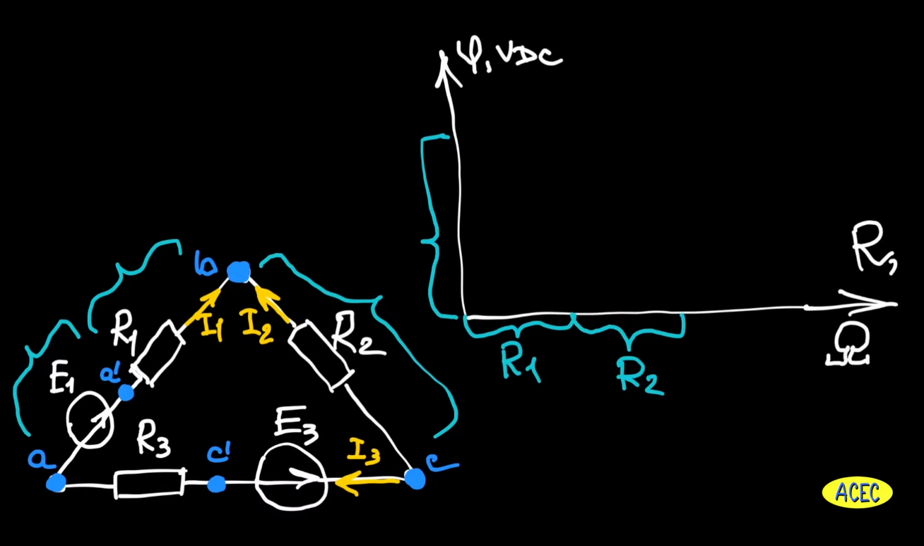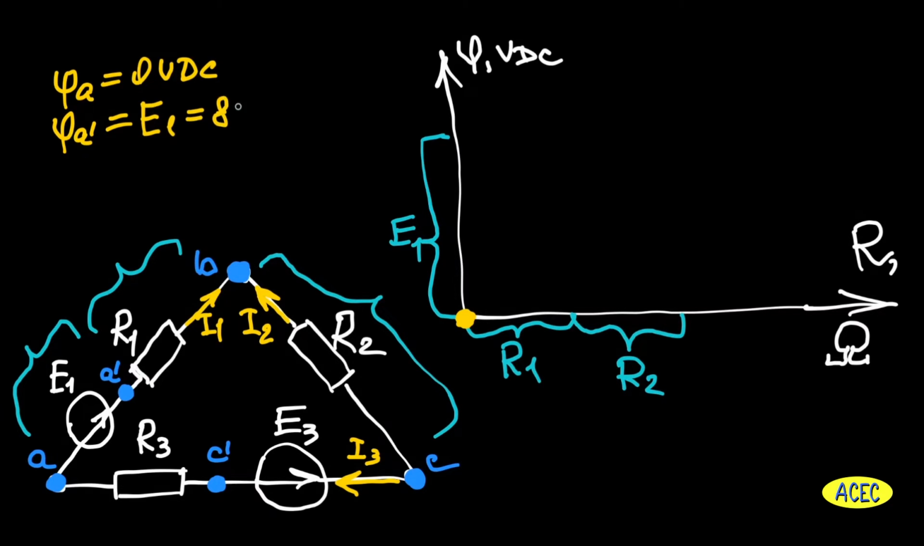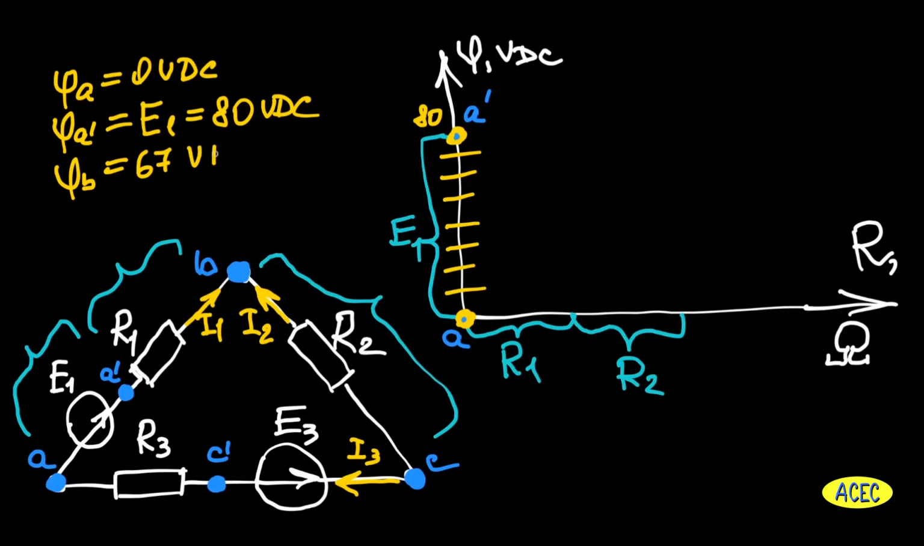So we understood the principle, and now let's build the potential circle point by point. First point is the potential in node A. It's 0. So the point on the potential circle will be also 0, meaning the origin of coordinates. Next point will be phi A dash, 80 volts on the y-axis. Point A is a potential in node A, and point A dash is a potential in point A dash. Potential in node B is 67 volts of direct current.